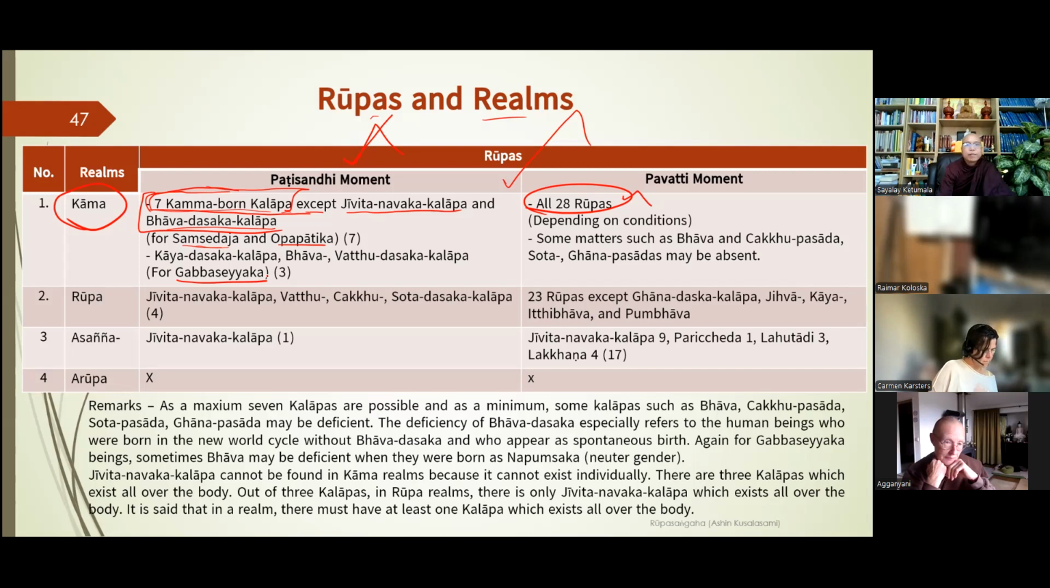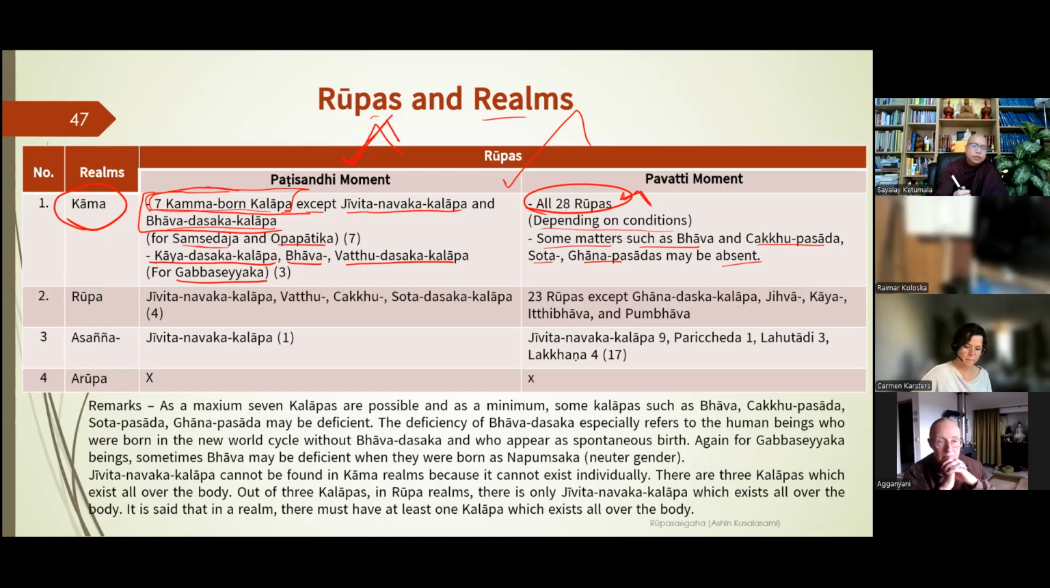So how about the Gabbhaseyyaka, like a human and some animals? For such beings, Kaya Dasaka Kalapa, Bhava Dasaka Kalapa, and Utu Dasaka Kalapa, only three rūpa kalapas at the moment of the Patisandhi. And after the Patisandhi moment, all the Kammaja rūpa except the Jivita Navaka, and for the female, without Pumbhava Dasaka, for the male, without Itthibhava Dasaka. So 28 rūpas depending on conditions. Some matters such as bhava, eye, pasada, ear, nose may be absent.